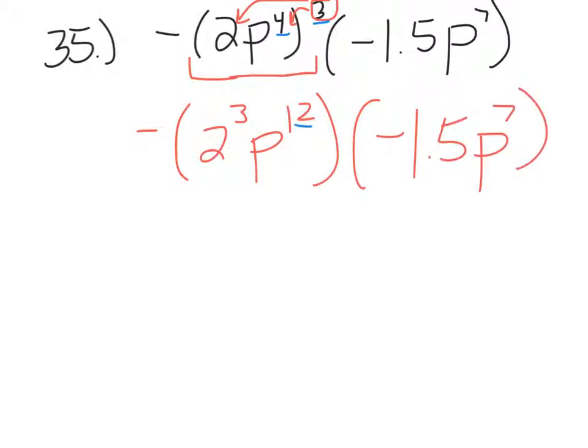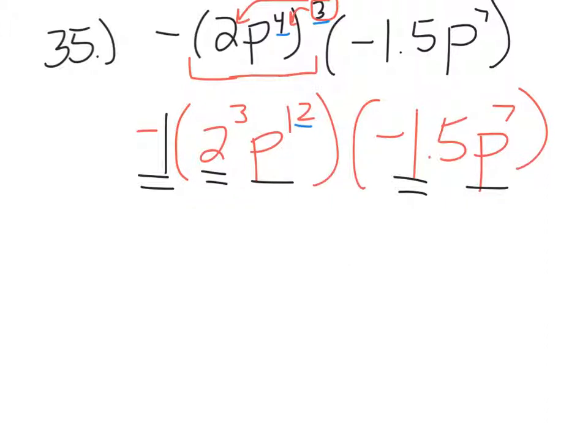So now I'm left with just multiplication. So I'm going to go ahead and multiply my like parts. So p to the 12th and p to the 7th are like parts because they have the same base. I also really have negative 1 here, which is a number, 2 cubed is a number, and negative 1.5 is a number. So I'm going to end up multiplying all of those together to give me just one simplified number.